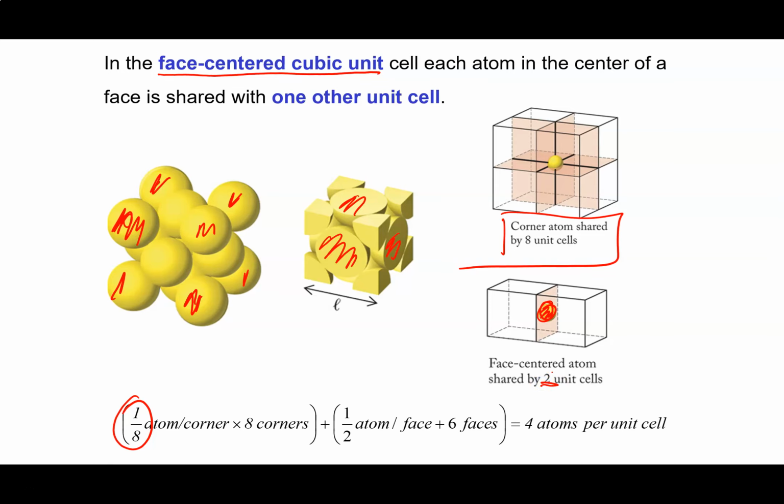So how many faces do we have on a cube? We said that we've got 6 faces. And then you get half an atom for every face. So half an atom for every face, and you've got 6 faces. That's going to give me 3 atoms.